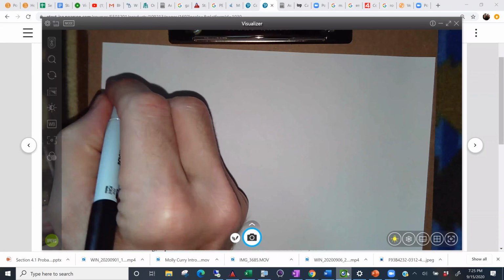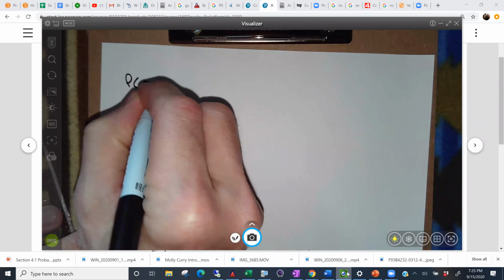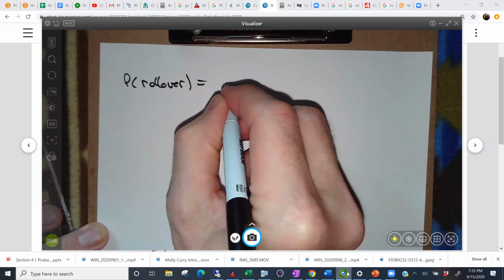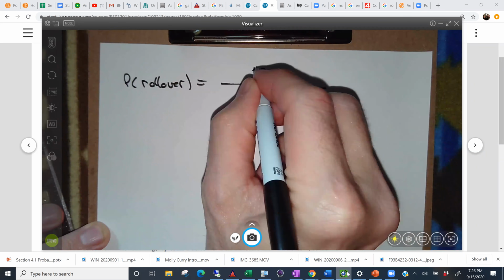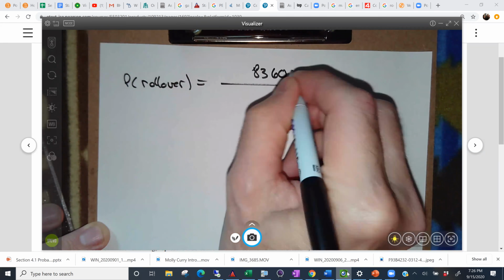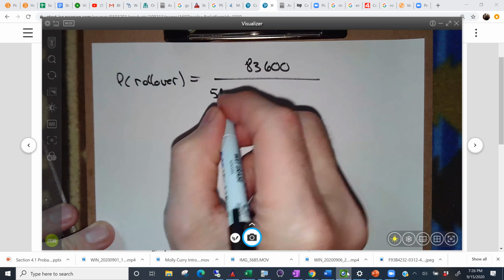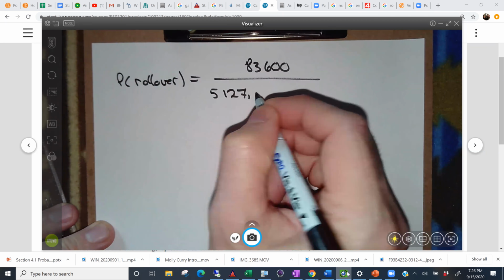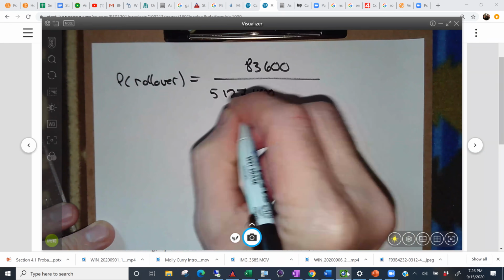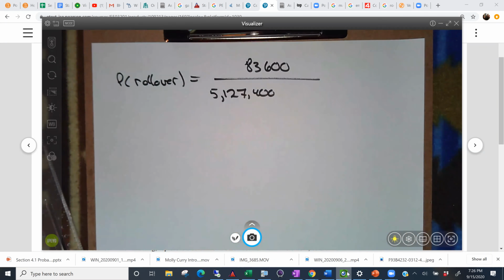And so we'll call this the probability of a rollover. There were 83,600 rollover crashes, and there were 5,127,400 that didn't roll over when they crashed. Is that enough? Is that what I want to calculate for my probability?